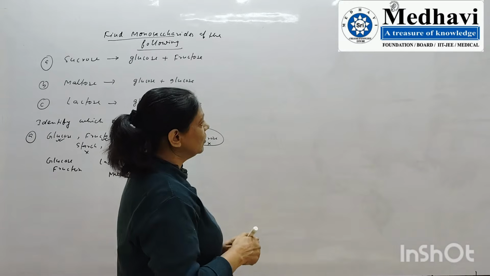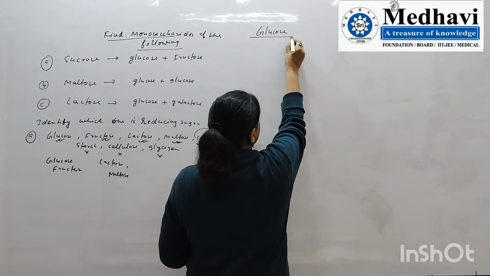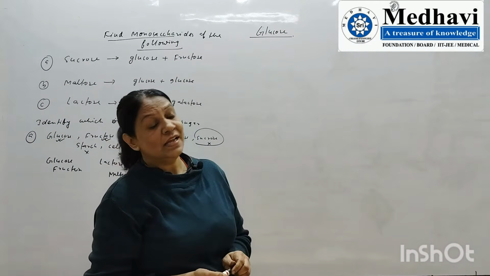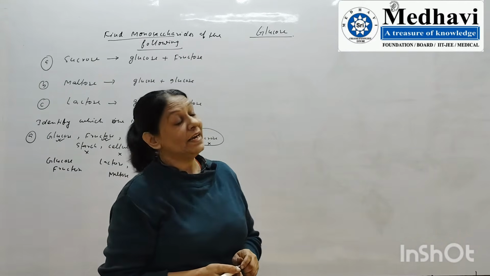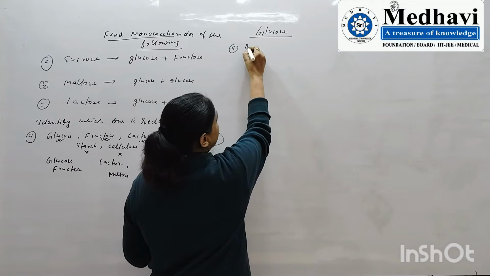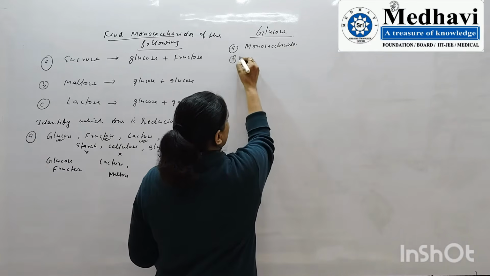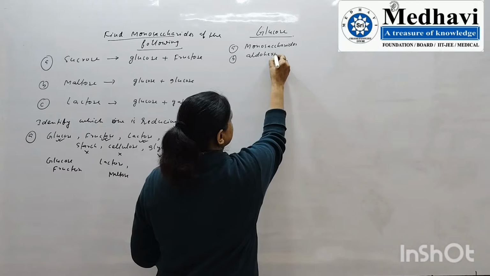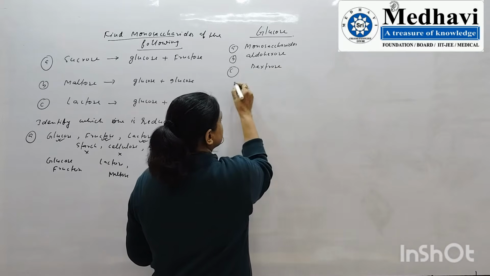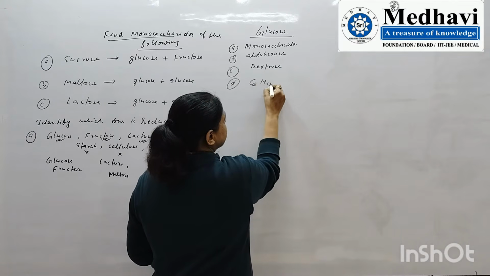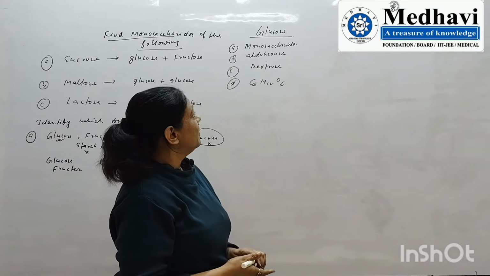A very important concept that I am going to introduce is glucose. We have already collected many pieces of information related to glucose. The first very important information is that it is a monosaccharide. It is also called aldohexose. It is also called dextrose. Its molecular formula is C6H12O6.